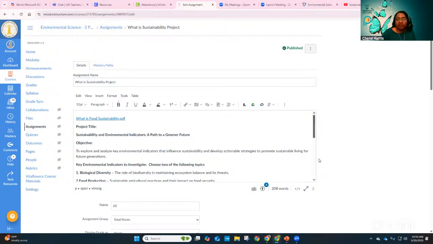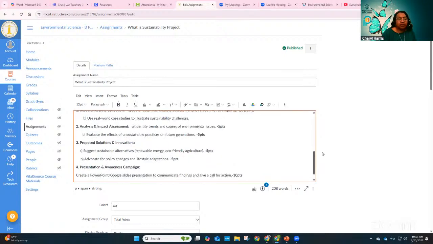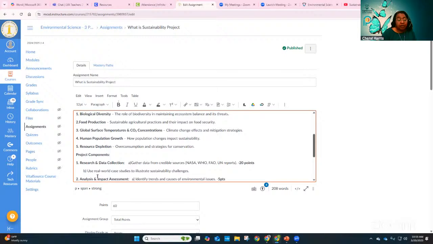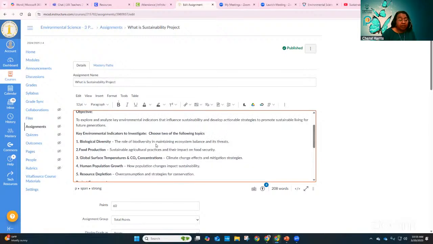There we go. Pick 2. But like I said, even though you're picking 2 of them, resource depletion is going to end up in there anyway. So as far as picking 2, you're looking at 1 through 4. Pick 2 of those, but also include resource depletion, because overconsumption affects all of these anyway.